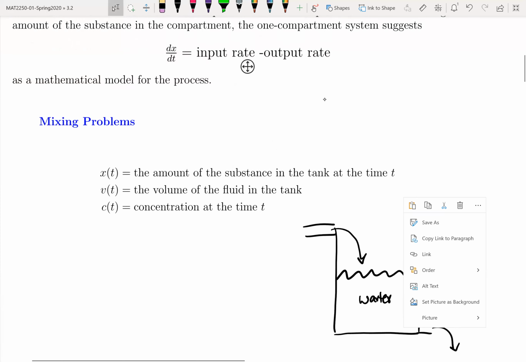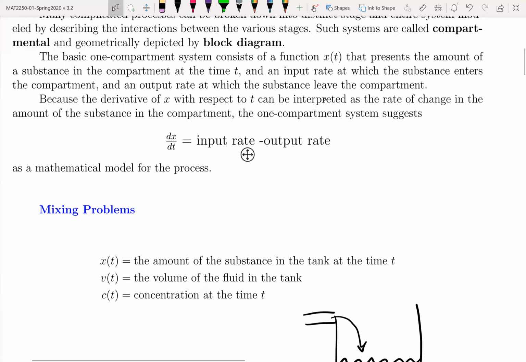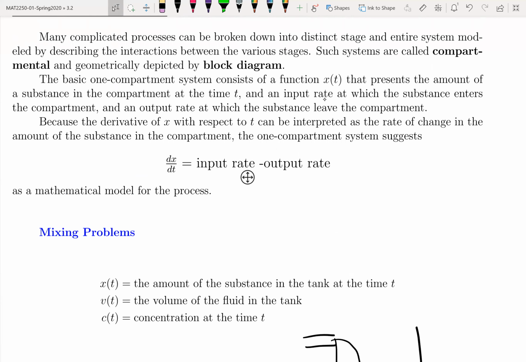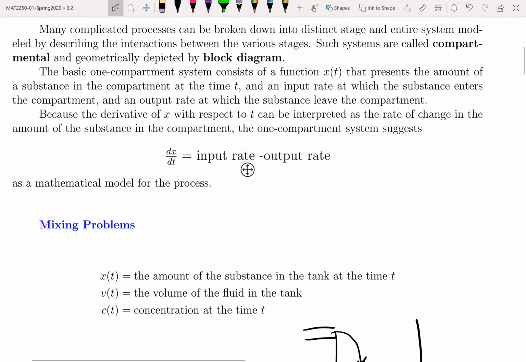So what is the question here? Let's read the question. The basic one compartment system consists of a function f of x, and that's just the amount of substance. You might have salt, you might have pollution, so you might have something in your liquid, and that is changing per time, okay? So if you have a substance which is changing in terms of time, that is called x as a function of t.